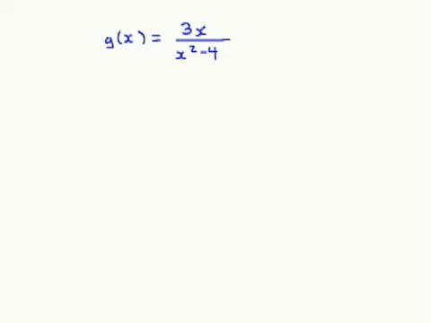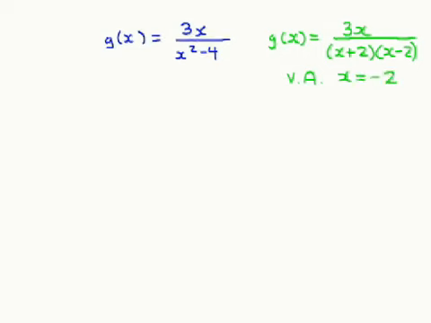What I'm going to start by doing just off to the side is rewrite that function in a manner such that I have factored the denominator. So g of x is going to equal 3x divided by x plus 2 times x minus 2. In this factored form in the denominator, what we can quickly recognize is that this function has two vertical asymptotes. The vertical asymptotes being at x equals negative 2 and x equals positive 2.